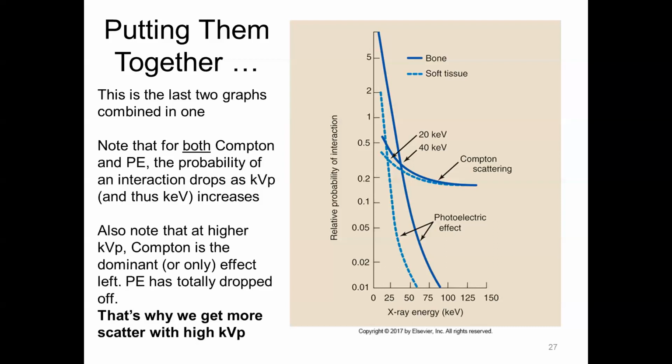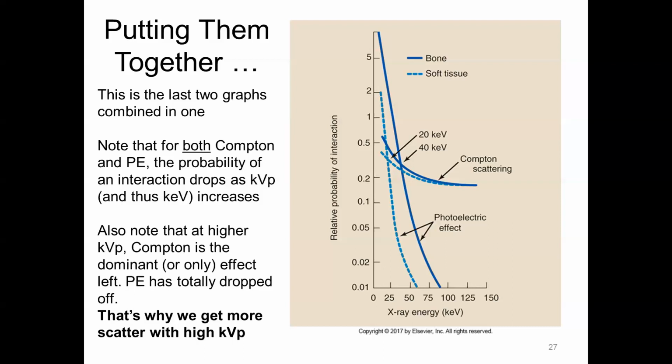Because even if you have cranked up the kVp and you have slightly reduced the odds of Compton interactions, at those high energy levels you've eliminated photoelectric from happening at all. What's left over is scatter. It's either going to transmit or it's going to be scatter. So when you use high kVp levels, you end up with more scatter on your image just because that's the dominant interaction that's left.